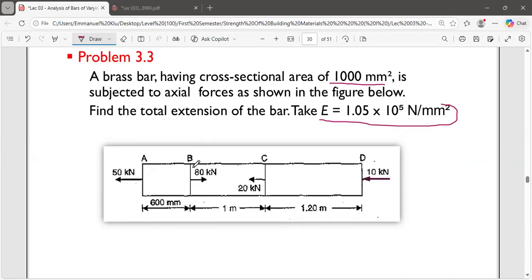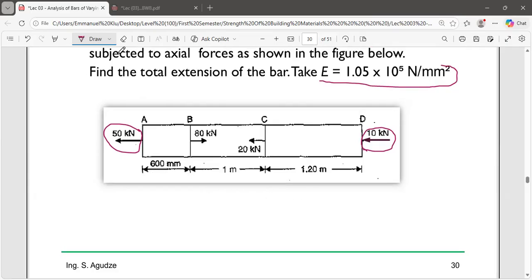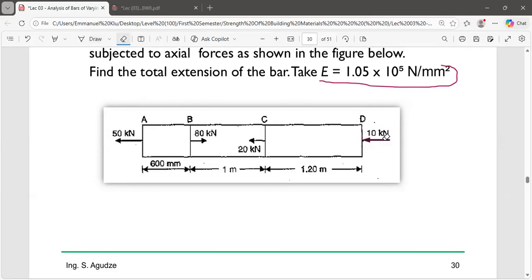Thank you very much. So look at what is happening over here. You can see that over here, the arrow is moving away, showing it's in tension. But if you look over here too, it is showing this part is in compression. So to solve this very well, first of all, you have to know how to break this into various sections. Then from there, you can continue to solve.